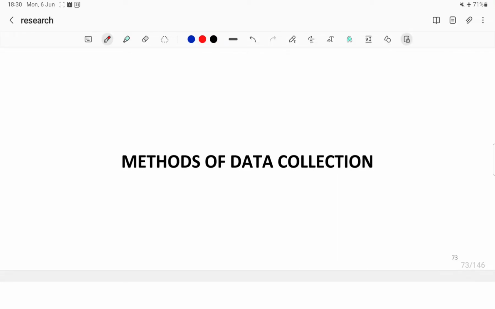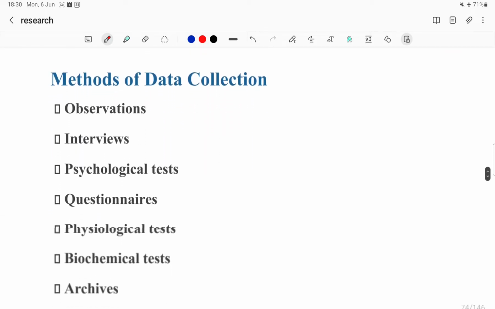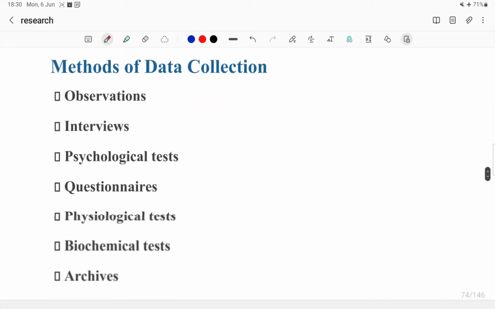Today we'll be discussing methods of data collection. In research, we'll be collecting data from our samples. So how do we collect that data? There are different methods of data collection. The names are observation method, interviews, psychological test, questionnaires, physiological test, biochemical test, and archive data.